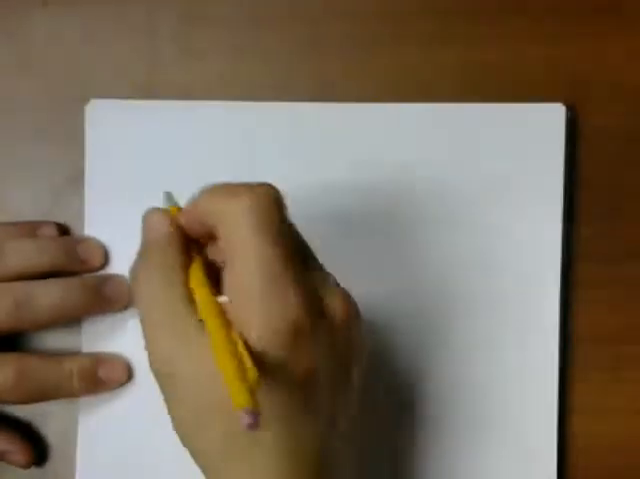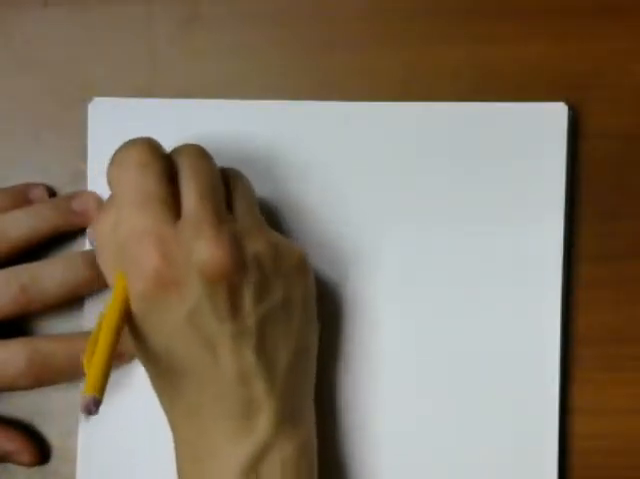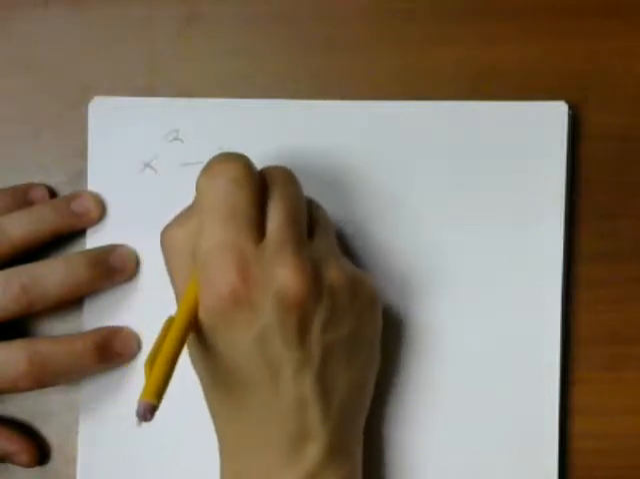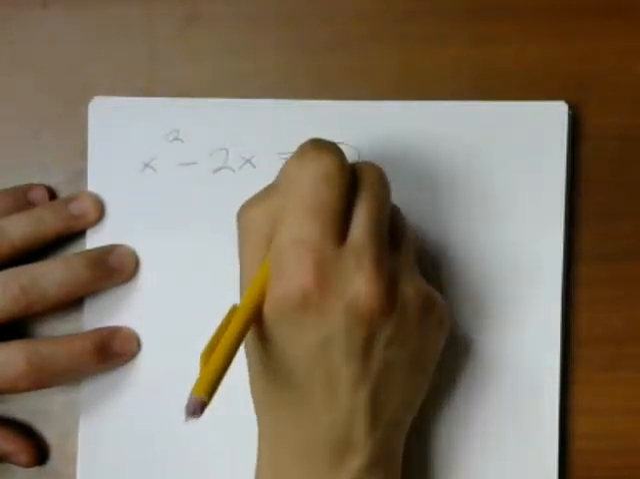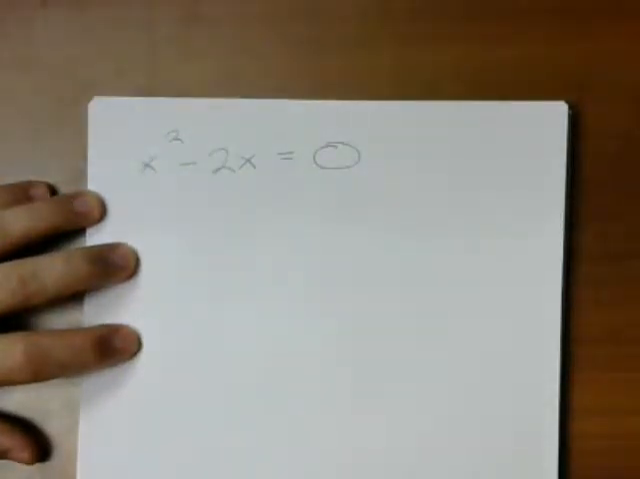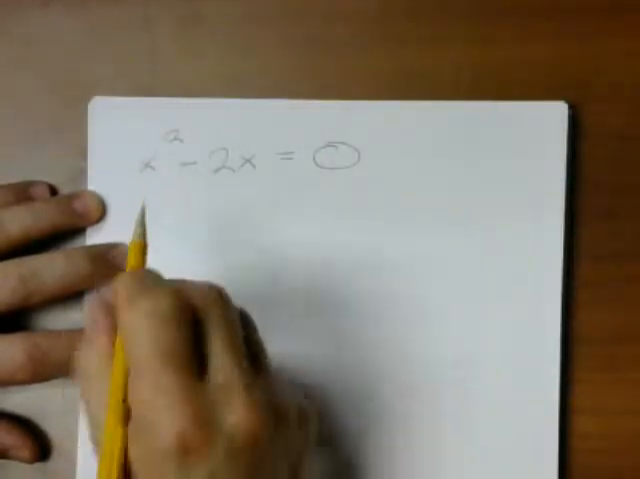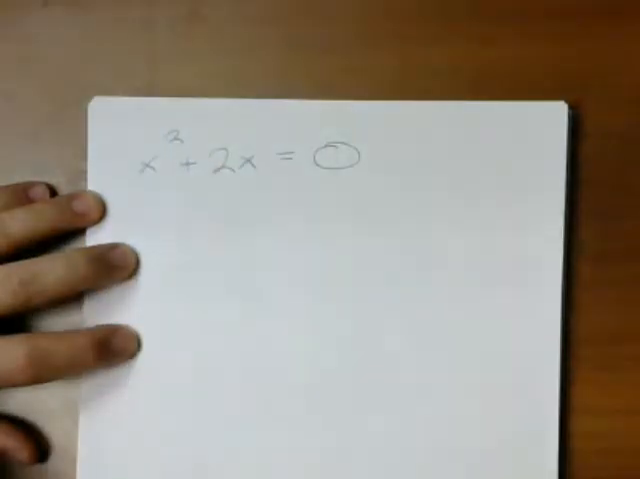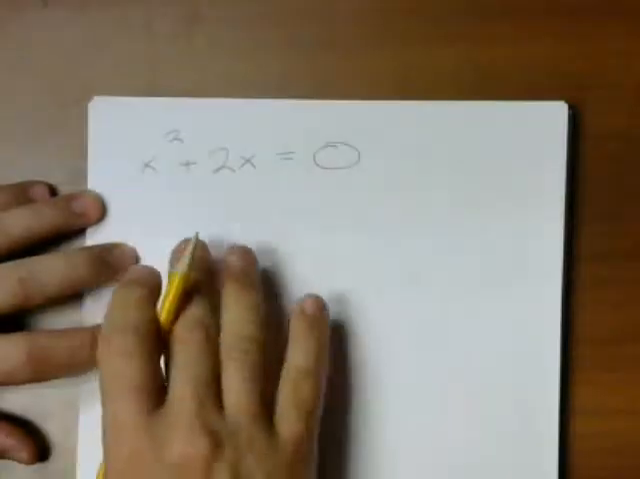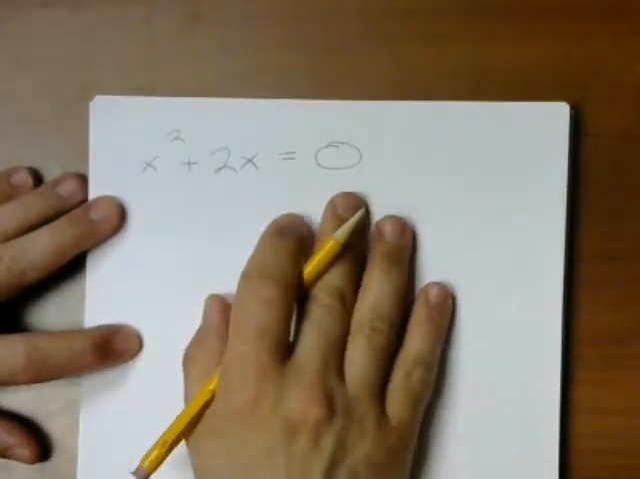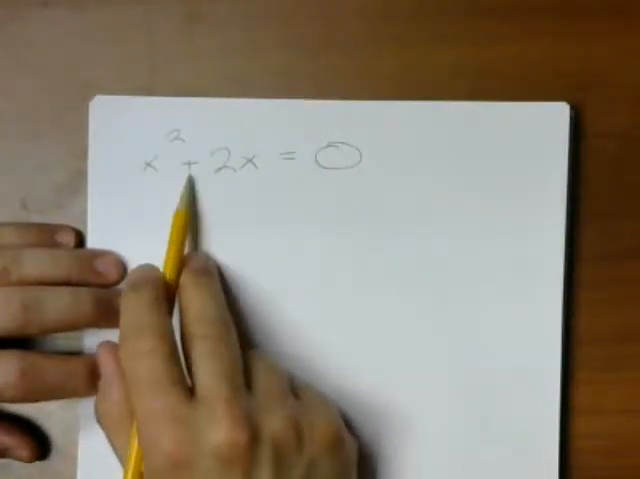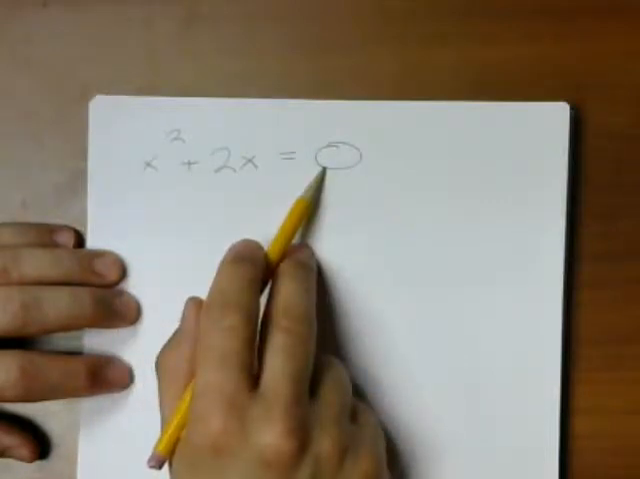Okay, let's look at a different example. Let's say maybe we want to try, I don't know, something like this. Once again, I used a difference last time. Let's use this sum. Doesn't really matter. We want to solve this. Okay, it's a sum that's set equal to 0.